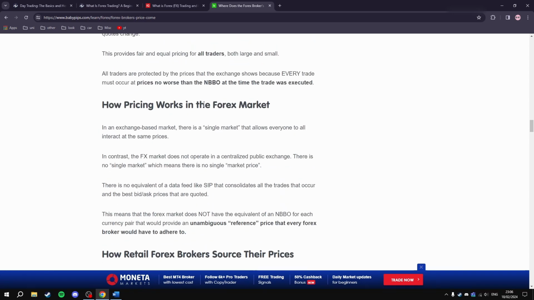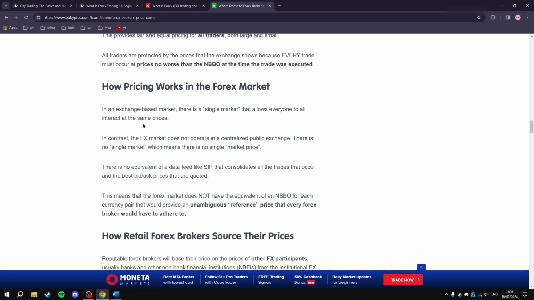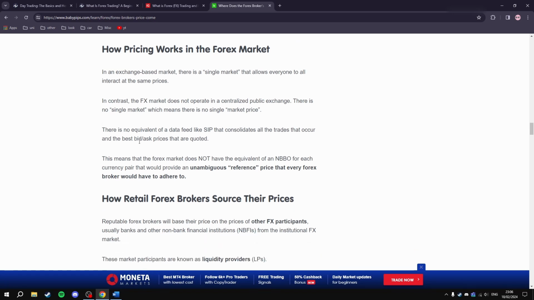Okay, how pricing works in the Forex market. In an exchange-based market, there is a single market that allows everyone to interact at the same prices. In contrast, the FX market does not operate in a centralized public exchange. There is no single market, which means there is no single market price. There is no equivalent of a data feed like SIP that consolidates all trades that occur and the best bid-ask prices that are quoted. This means that the Forex market does not have the equivalent of an MBBO for each currency pair that would provide an unambiguous reference price that every Forex broker would have to adhere to.